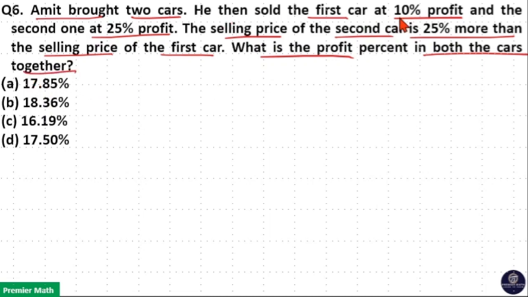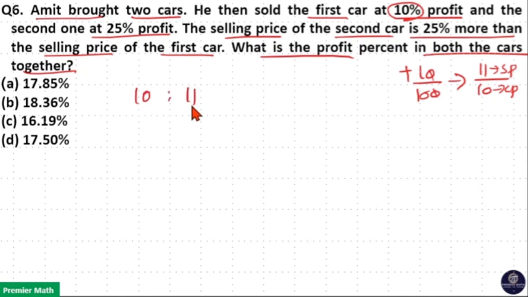Here Amit sold the first car at 10% profit, which means plus. 10% means 10 by 100. Plus 1 by 10 means if 10 part is the cost price, then 10 plus 1, 11 part is the sell price. Now take the ratio, that is 10 is to 11 is the cost price and sell price ratio.